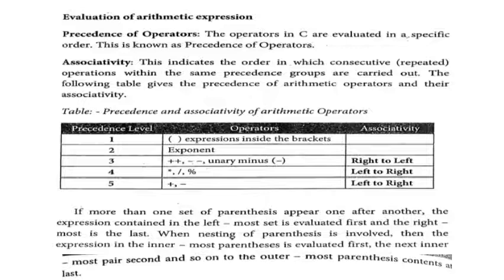If more than one set of parentheses appears, one after another, the expression contained in the leftmost set is evaluated first. Initially we need to give priority to that particular content, and the rightmost is the last one. When nesting of parentheses is involved, the expression in the innermost parenthesis is evaluated first, the next innermost pair second, and so on, to the outermost parentheses contents at last.